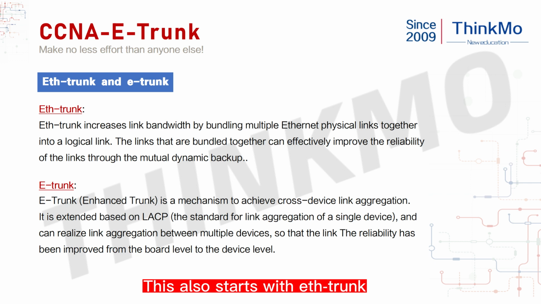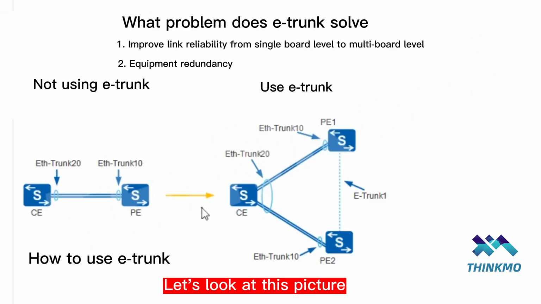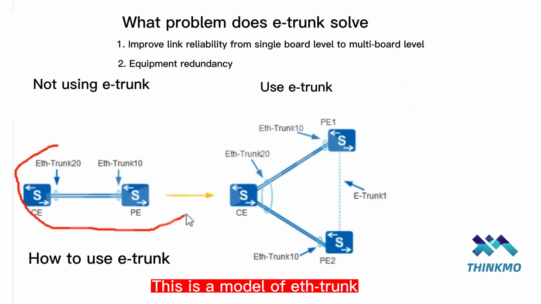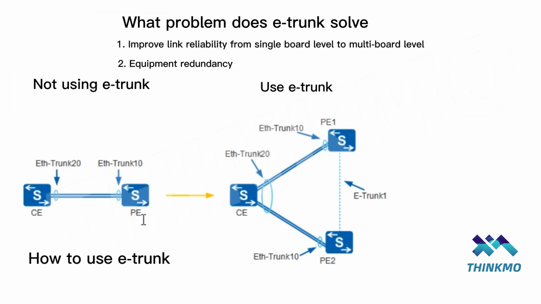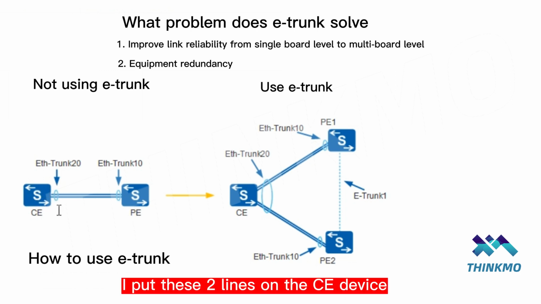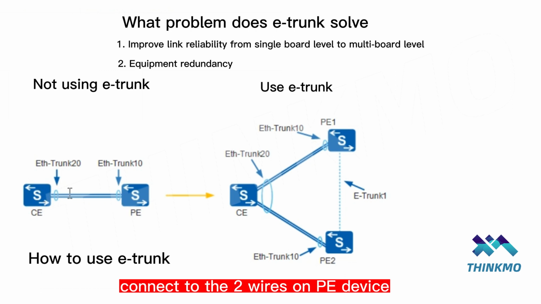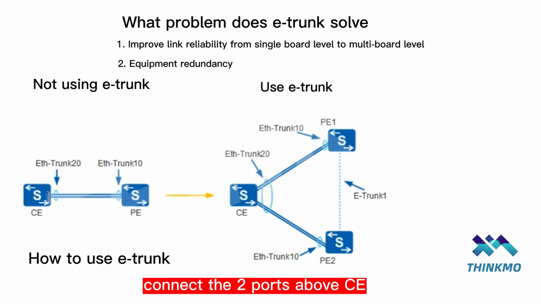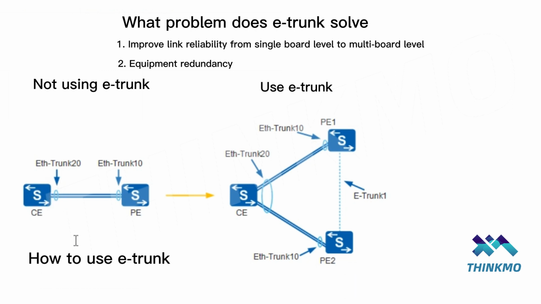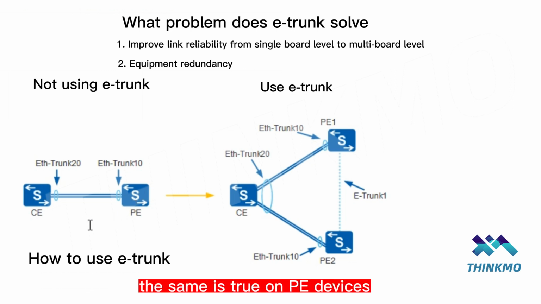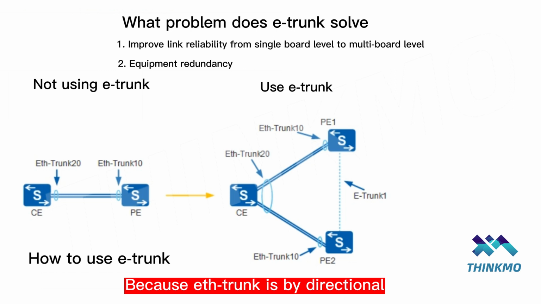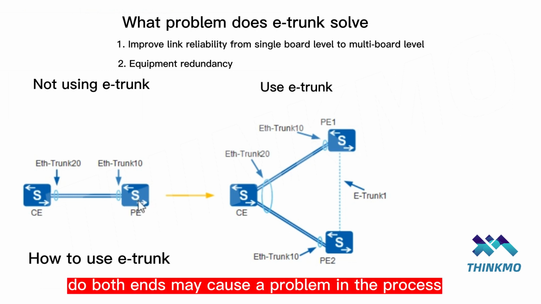This also starts with Eth-trunk. Let's look at this picture. This is a model of Eth-trunk. There are two wires on the CE device. There are also two lines on the PE device. I connect these two lines on the CE device to the two wires on the PE device. We can also understand that the two ports on the CE are bundled together to form a logical port. The same is true on the PE device, because Eth-trunk is bidirectional. Both ends do it.